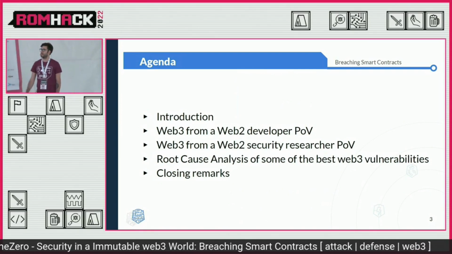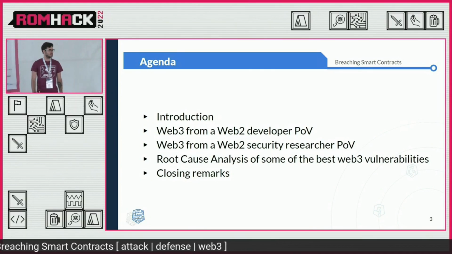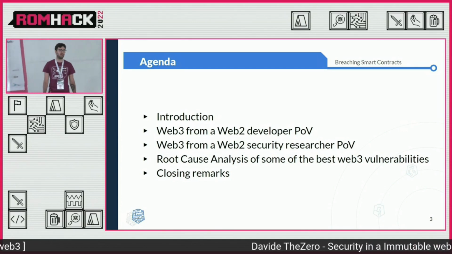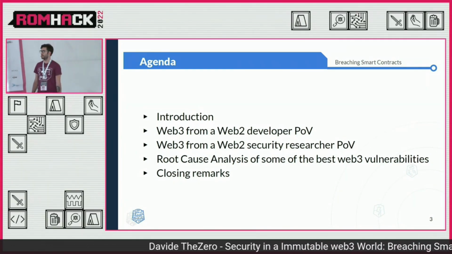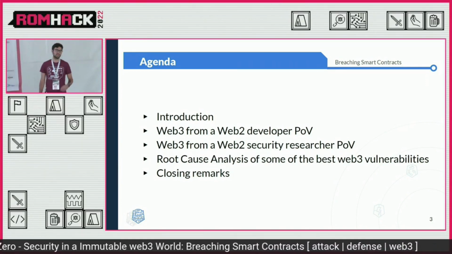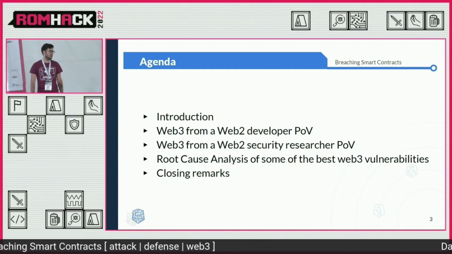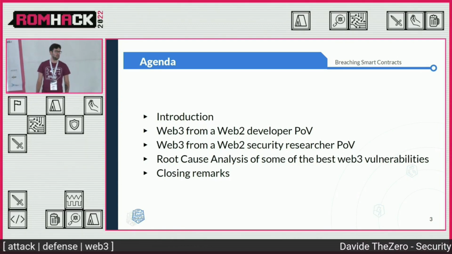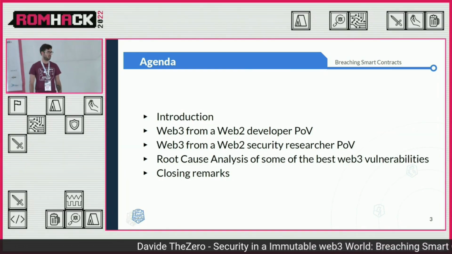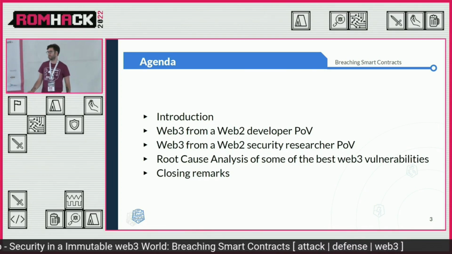We will start with an introduction on the blockchain and on smart contracts. Then the second part will be the Web3 perspective from a Web2 developer going into Web3. Then we will switch our point of view to security researchers from Web2 going into Web3. Then when we have some basic concepts, we will do some root cause analysis of some of the best vulnerabilities in the Web3 world. And at the end, we will do some closing remarks about the concepts that we learned.